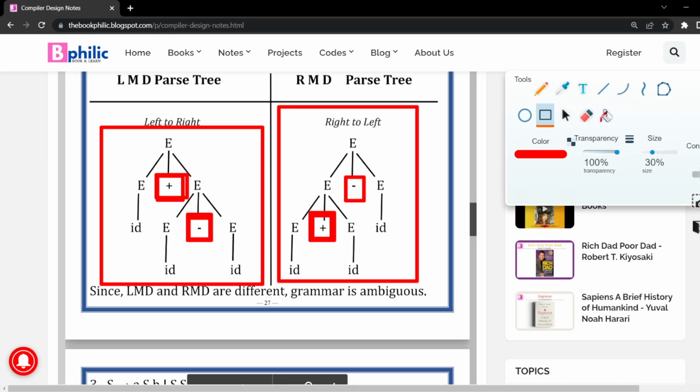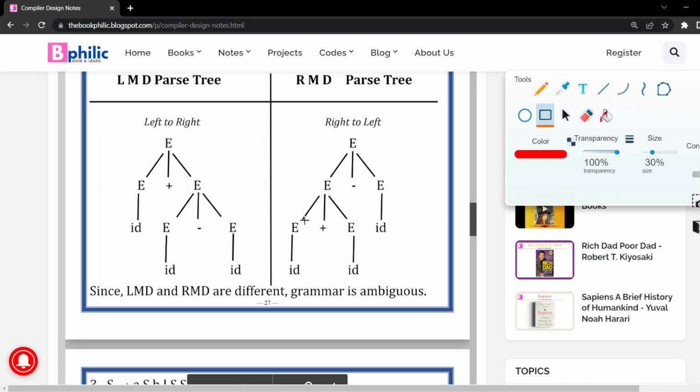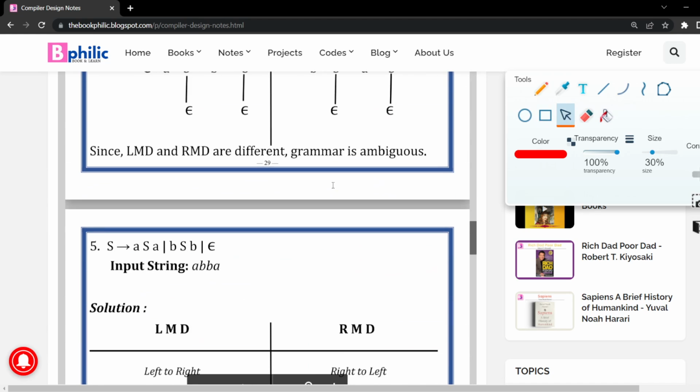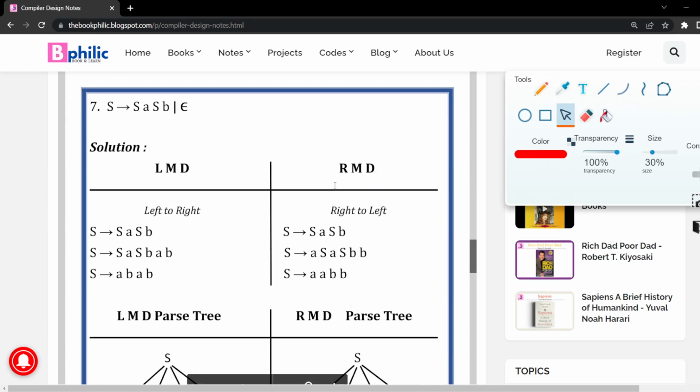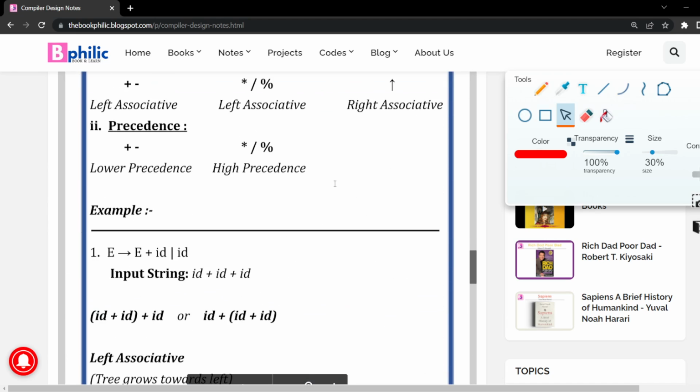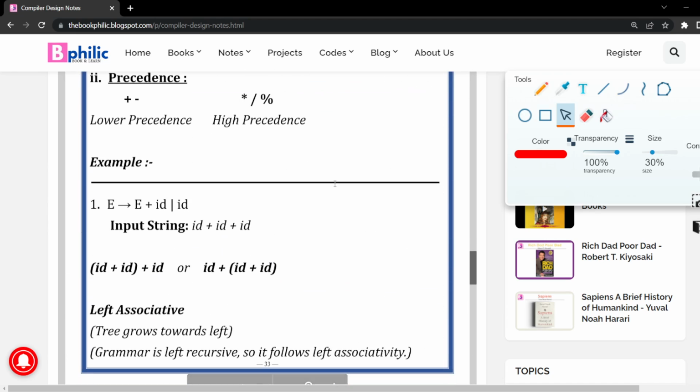So now you have understood that the symbol which is in the least position will get the highest precedence, and the one at the higher position will get the least precedence. So this is the main concept of precedence, and you have also understood the associativity property. Now let us move on to one example.